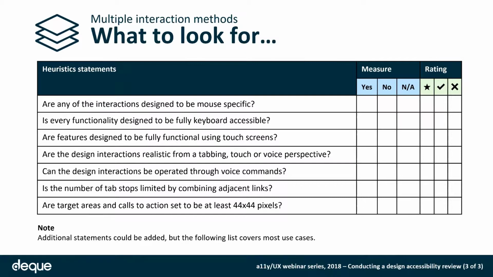The next statement is, is every functionality designed to be fully keyboard accessible, which is a way of putting the above heuristic in a different way, whether we are ensuring the entire functionality of the page is fully keyboard accessible. So again, we are talking about device independent event handlers to be used, as well as the interactions to be both mouse and keyboard accessible. Now, following that, the statement is, are features designed to be fully functional using touch screens?